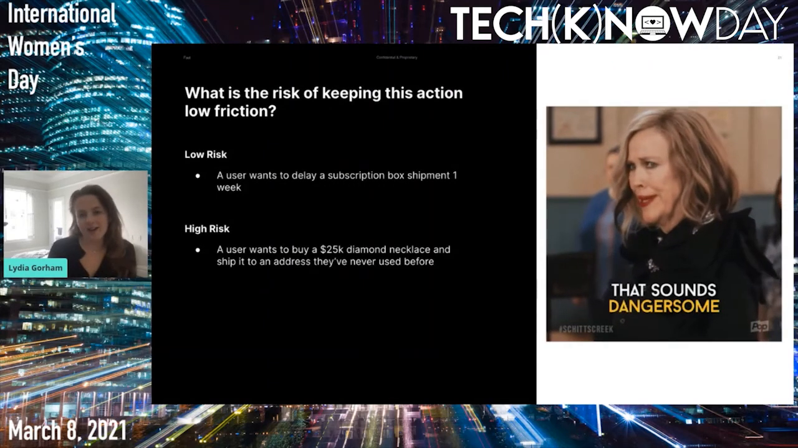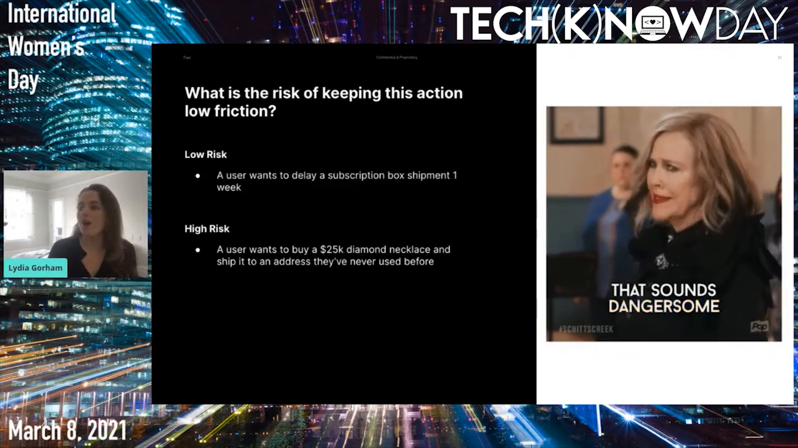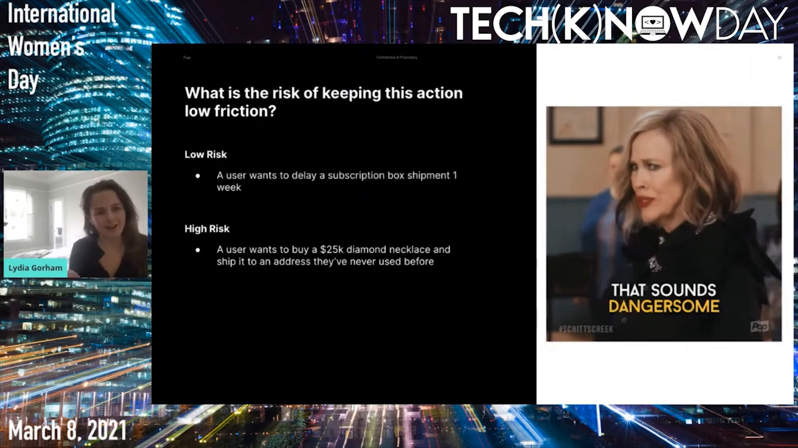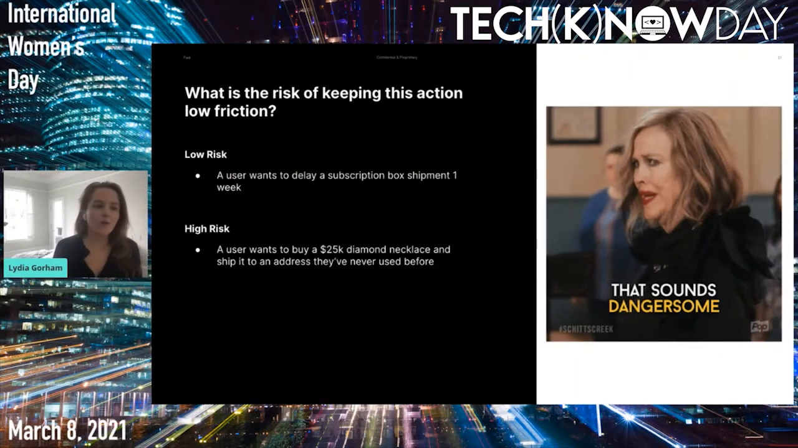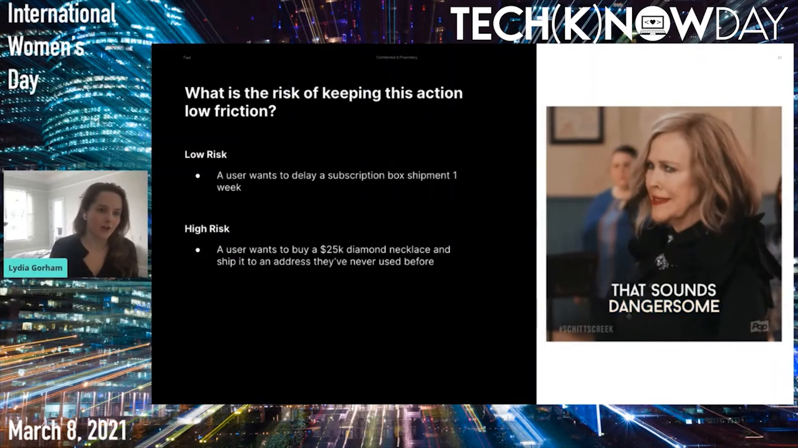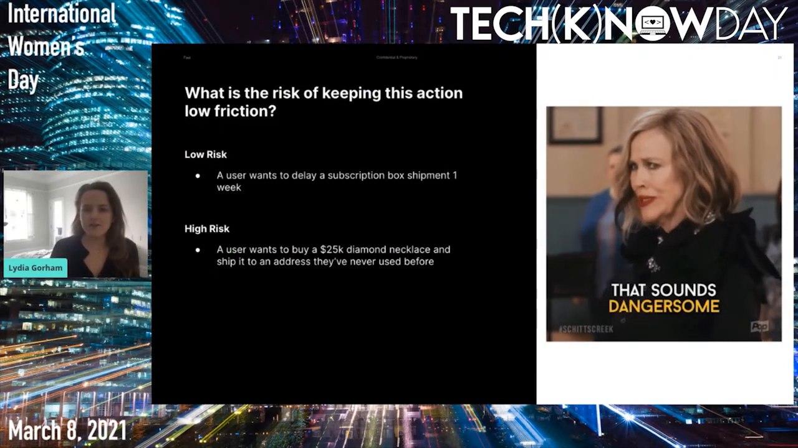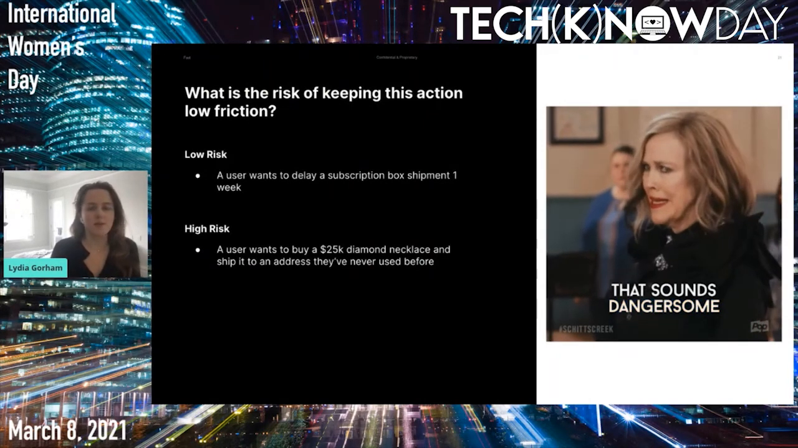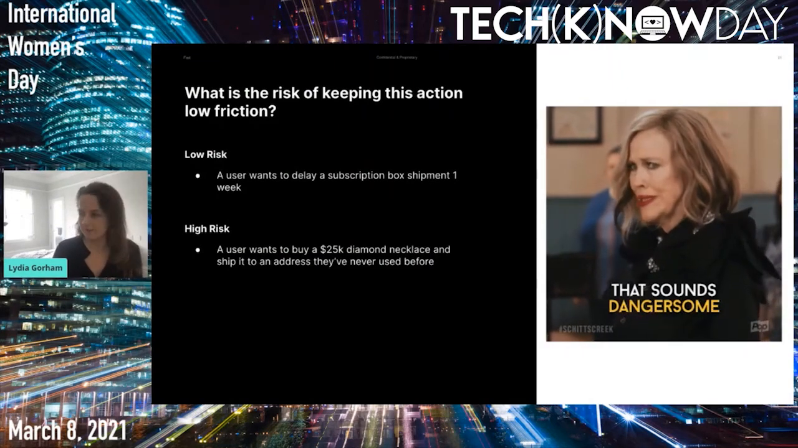On the other hand, if you treat everything with the utmost, most intense, most friction-filled security, then your users are probably going to hate using your platform and opt out of additional security measures because it's just adding too much friction to their day-to-day lives. So it's important to consider each action in isolation and see if you can build a system that really allows you to treat different cases differently.